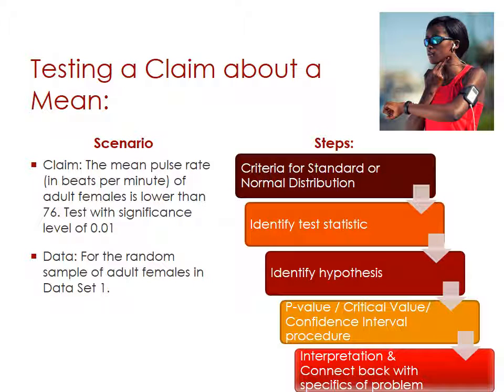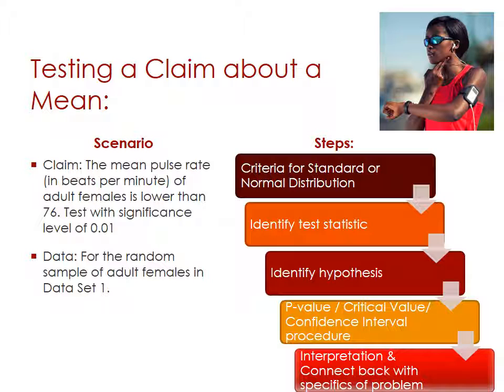Okay, here we're going to be looking at testing a claim about a mean, and we're again going to be using our one sample t-test. We're going to be looking at a different scenario here. We have a claim that the mean pulse rate in beats per minute of an adult female is less than 76. We're going to test it with a significance level of 0.01, and for our data we're going to be using the data set.